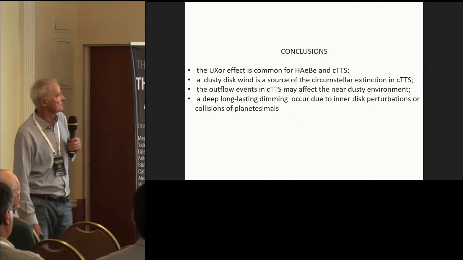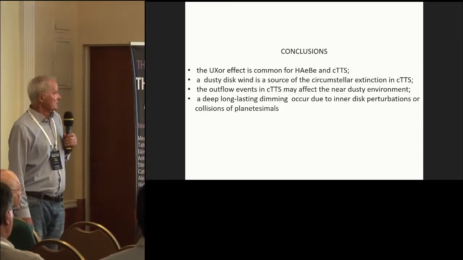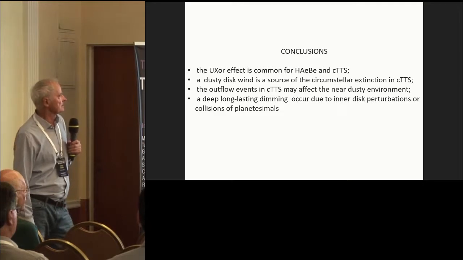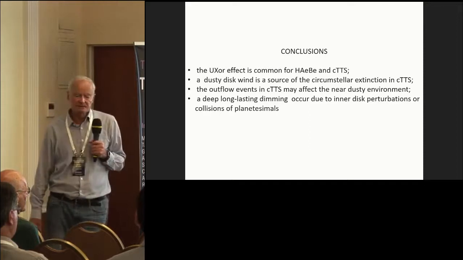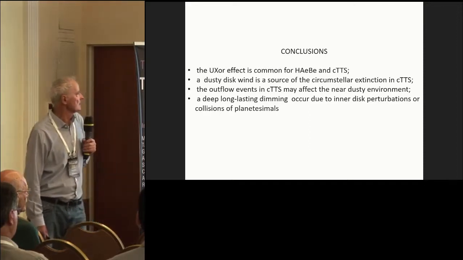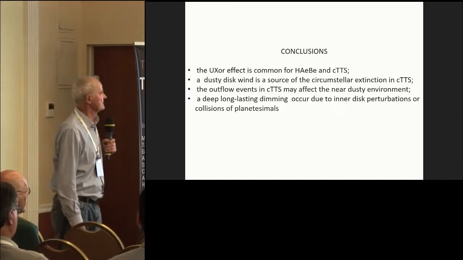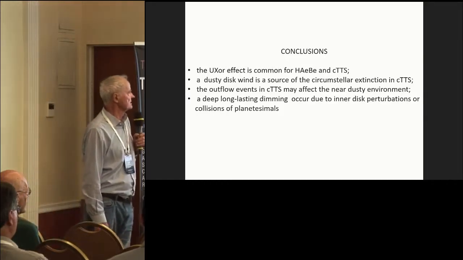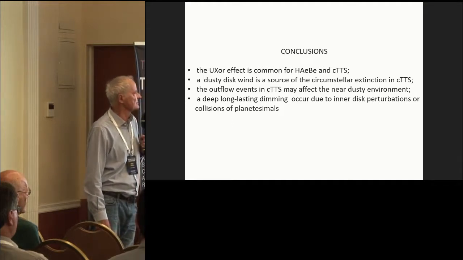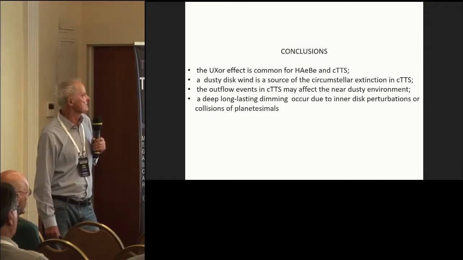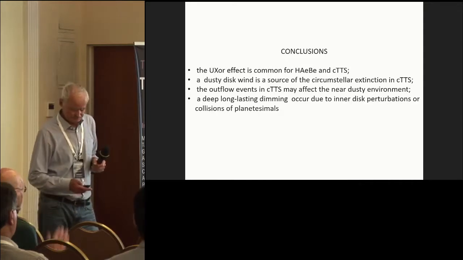So it comes just to a simple conclusion that the UXor effect is common for Herbig Ae stars and T Tauri stars. A dusty disk wind is a source of circumstellar extinction in classical T Tauri stars. The outflow events may affect the near-dusty environment. And a deep, long-lasting dimming occurred due to inner disk perturbation or collision of planetesimals. Thank you.